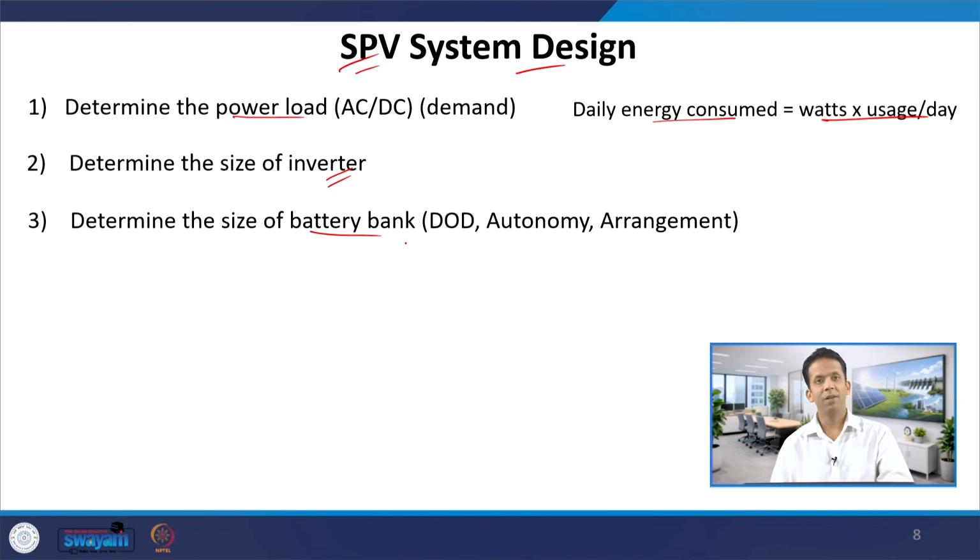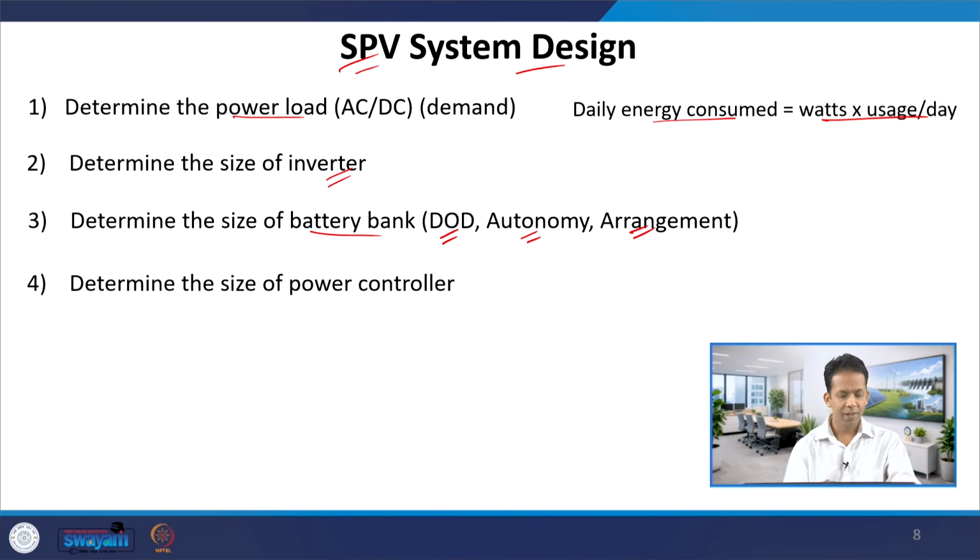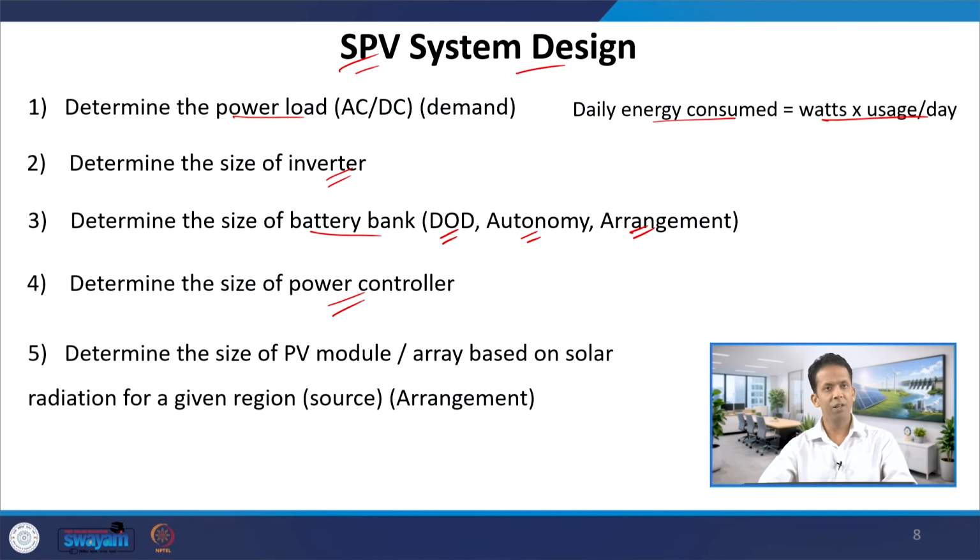Determine the size of the battery bank. When you design a battery bank, you take into account depth of discharge, autonomy and the arrangement, because batteries can be connected in series or parallel for addition of voltage or current or the total power. Determine the size of the power controller. This will depend purely on the efficiency of the power controller. The last would be to determine the size of the PV module or array. It will be based on solar radiation data for a given region. And since PV modules can also be connected in series or parallel, we have to give the arrangement.